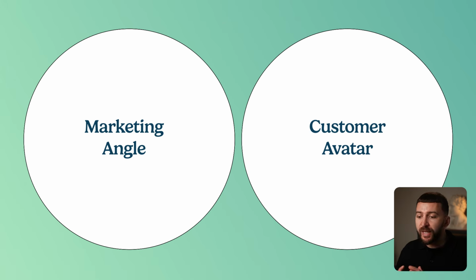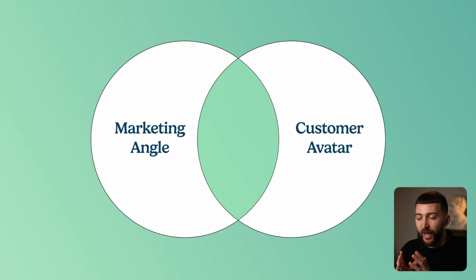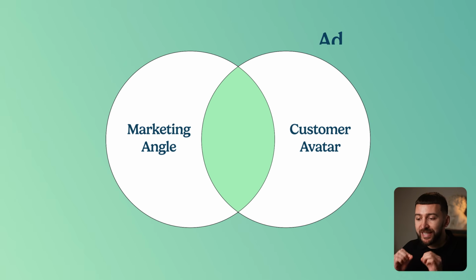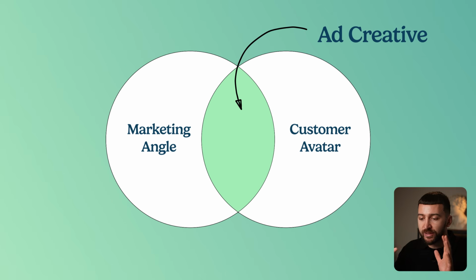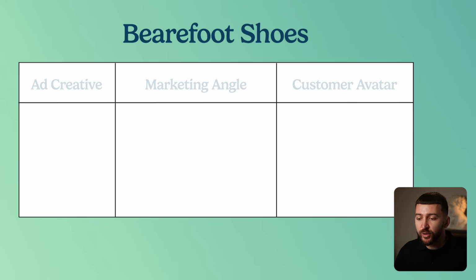So like I say, think of the avatar as the person who's experiencing the problem. The marketing angle is the solution that your product provides, and the customer avatar is the person experiencing the problem. So when you combine these, that is your ad creative. Your ad creative is the intersection between the angle and the avatar. You combine the marketing angle and the customer avatar, and you have your ad creative. So let's look at some examples again.